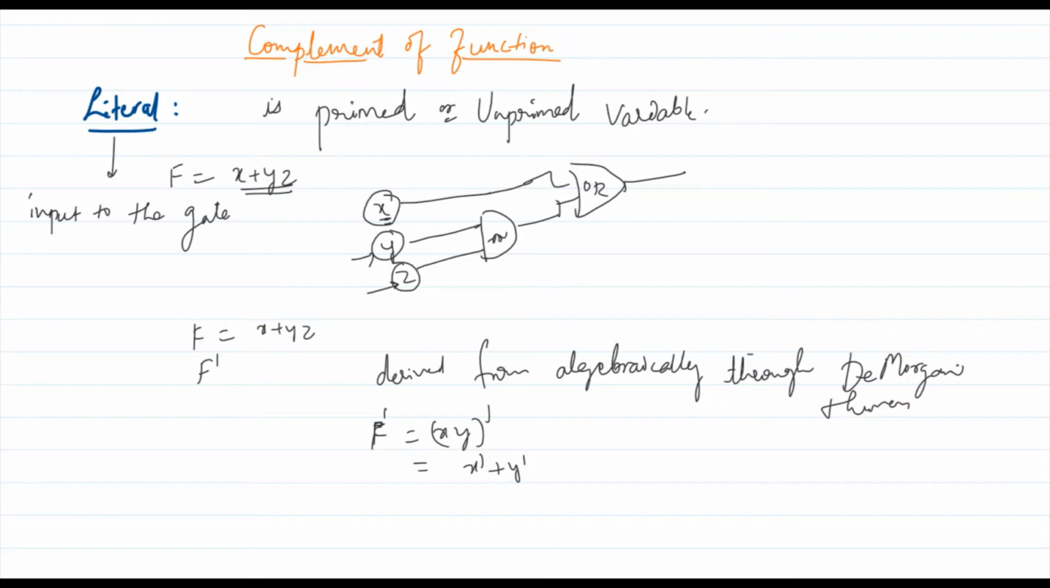This is in the case of only two variables. Say for example, if the function is f2 equals x plus y whole prime, what De Morgan's theorem says is that if I want to complement the function f2, that is f2 prime, it equals x prime dot y prime. This is our De Morgan's theorem, right? So this is in the case of two variables by using De Morgan's theorem.